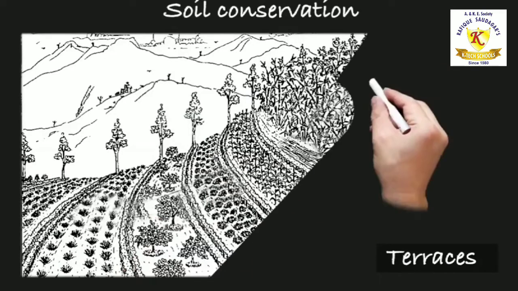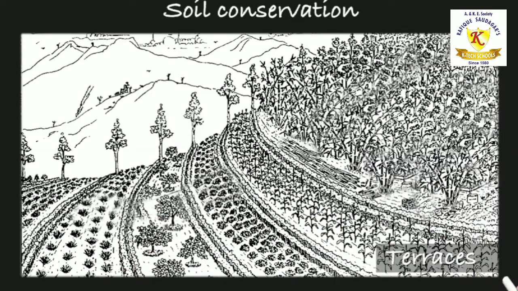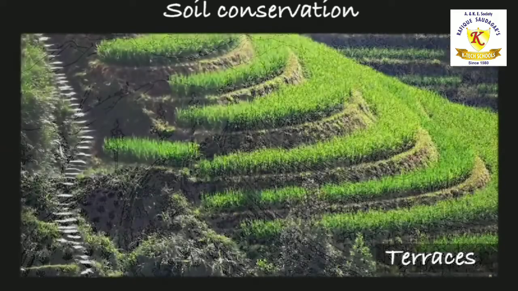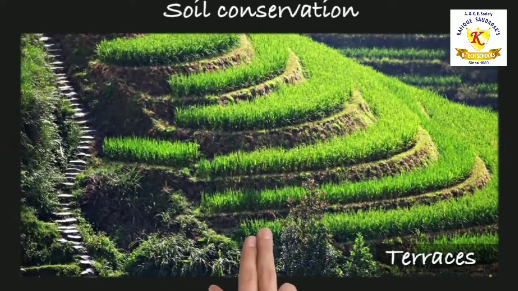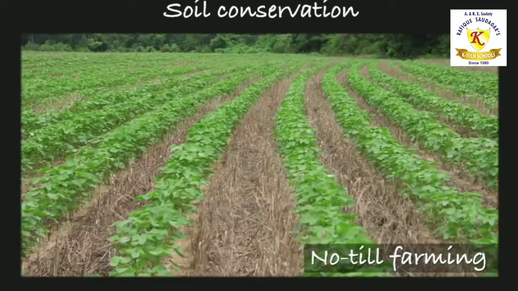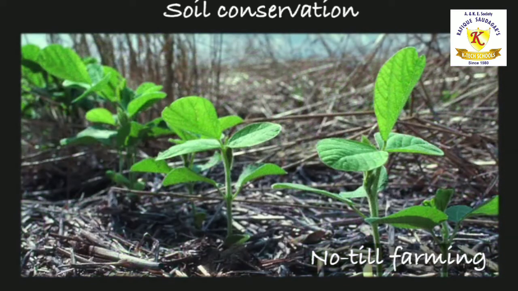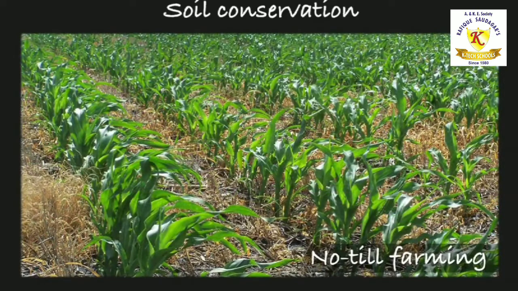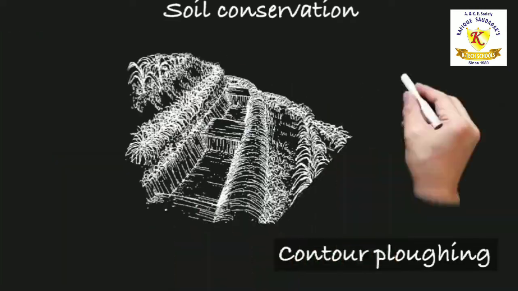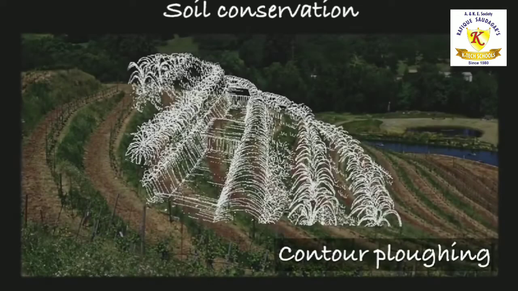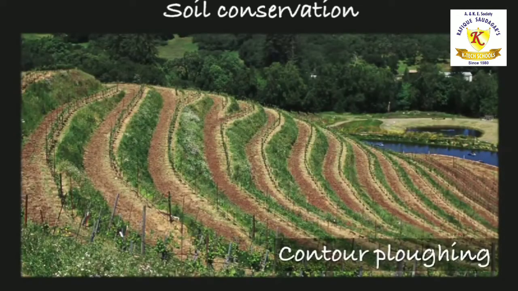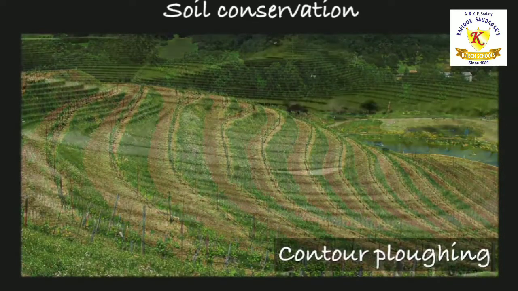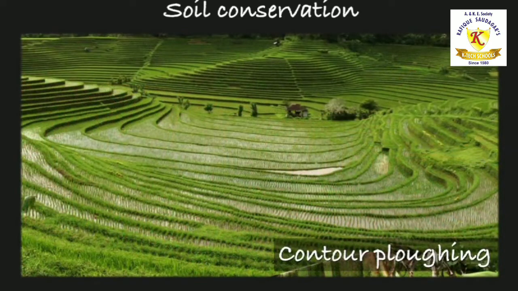Terracing is one of the very good method of soil conservation. No-till farming is a way of growing crops without disturbing the soil through tilling. Contour plowing helps in slowing the water runoff and prevents the soil from being washed away along the slope.